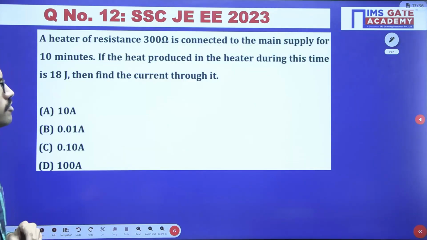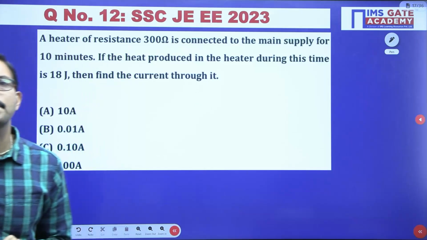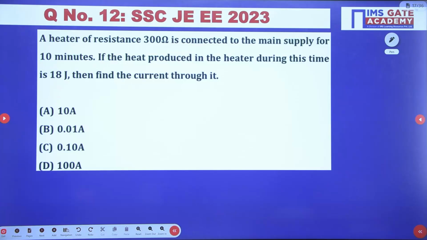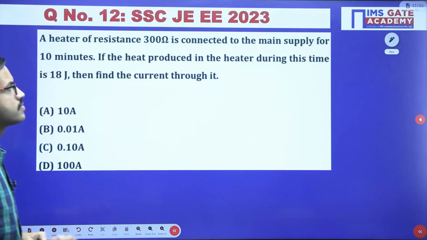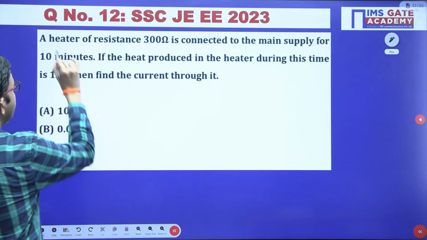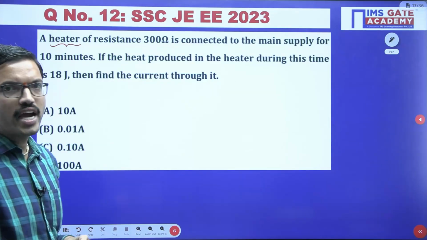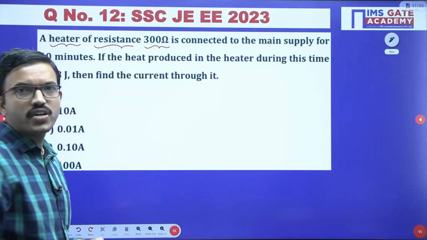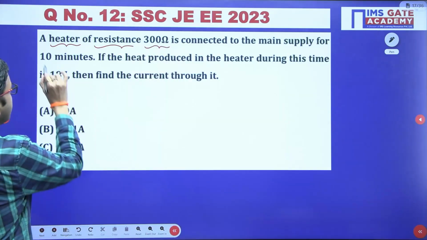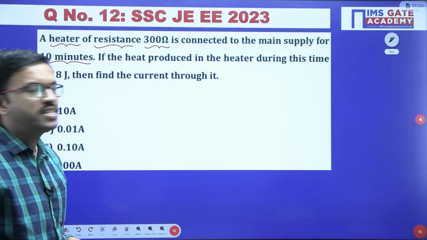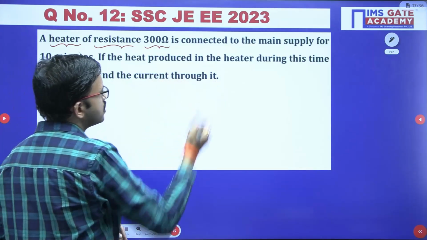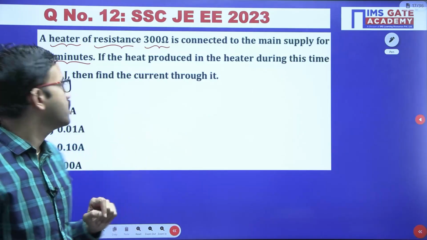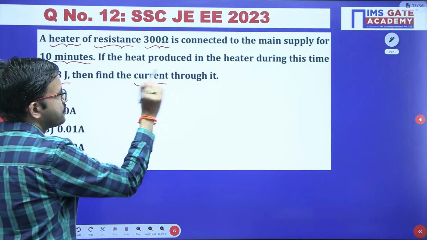Next question, all of you give it a try. Here you can observe they have framed the question based on a real-time application. You have a heater with a resistance of 300 ohm. That heater is connected to the main supply for 10 minutes. If the heat produced in the heater during this time is 18 joules, here they have given the energy, and now you have to calculate the current.